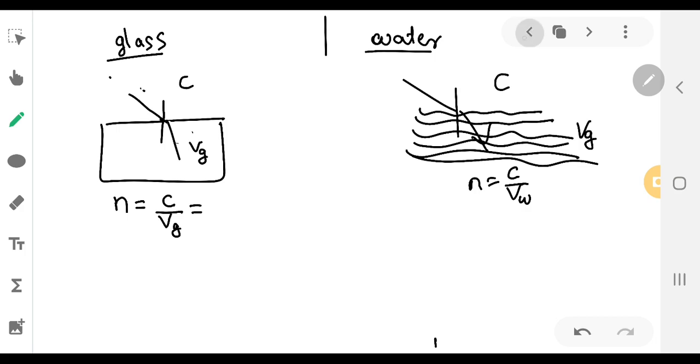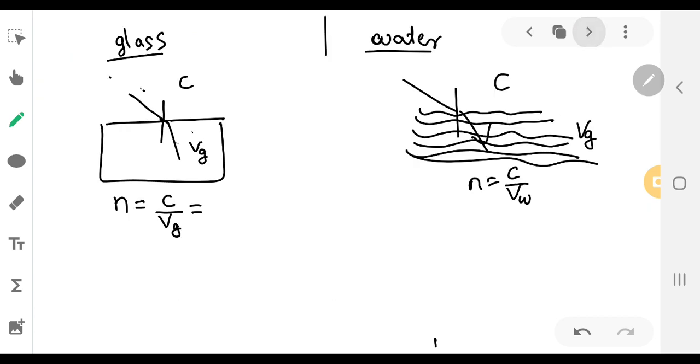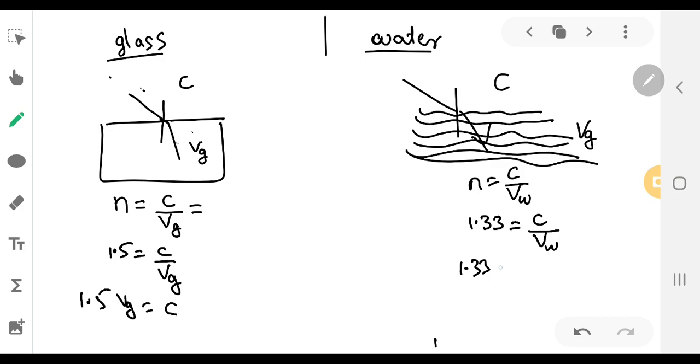So from the calculation we know that the refractive index of glass is 1.5 and of water is 1.33. So for the glass medium, 1.5 is equal to c divided by Vg. Here for water, it is 1.33 equal to c divided by Vw. When you cross multiply, 1.5 into Vg is equal to c, and 1.33 into Vw is equal to c.